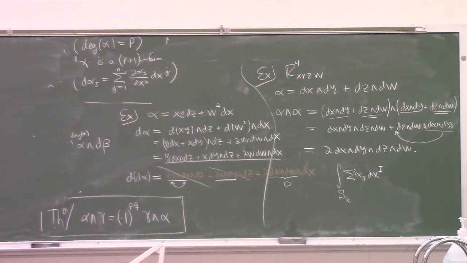You have 0 forms. You have 1 forms. You have 2 forms. And you have 3 forms. Remember, even in n equals 2, we learned that there was no 3 form.